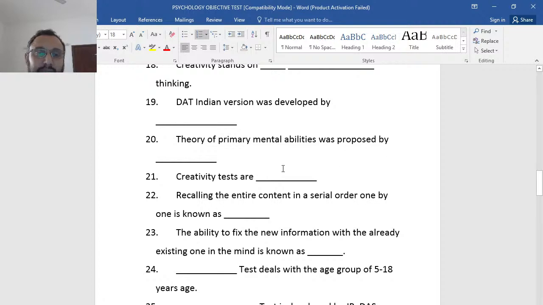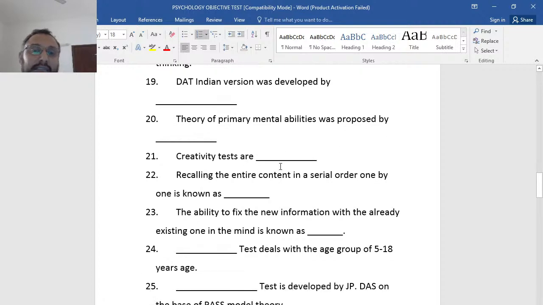Now, the question number 21, a fill in the blank. Creative tests are open-ended. Anything you can fill here. It's not only that you can say creativity tests are open-ended. You can say mostly we use the word open-ended.